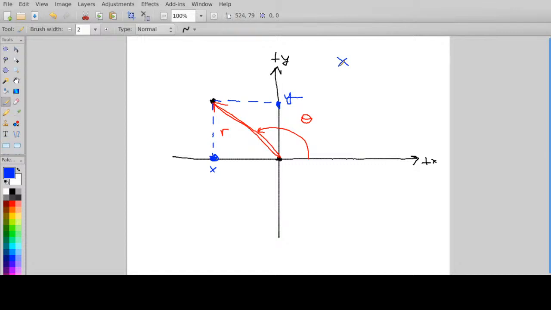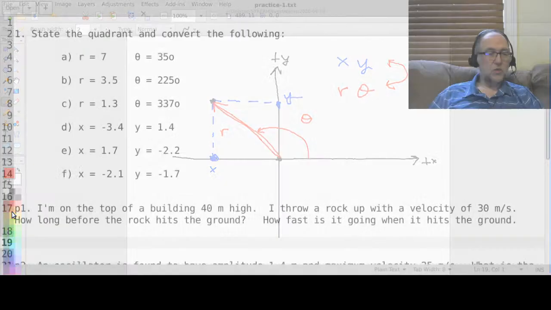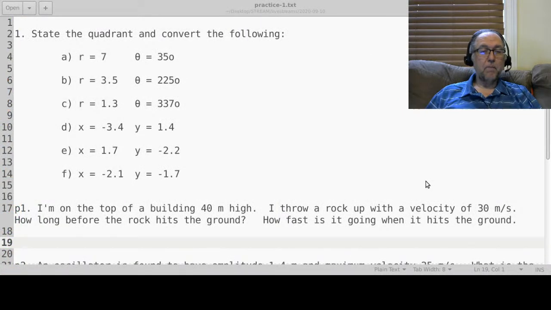Either I give you x and y, or I give you r and theta, and you're going to find the object. So I could give it to you in two ways, and there should be a way of converting between the two, and that's what we're going to do right now.